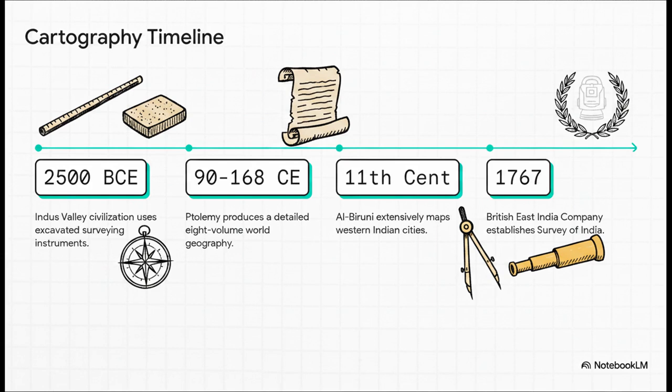Then, fast forward to 90 to 168 CE, we have Ptolemy, the Hellenistic geographer, creating this massive 8-volume record of world geography. Jump to the 11th century, and the brilliant Persian geographer Al-Biruni actually visited India and mapped out the cities of the western subcontinent. And finally, getting into the colonial era, the British East India Company officially established the Survey of India in 1767. And amazingly, that organization still exists today as the official mapping authority of the Republic of India.